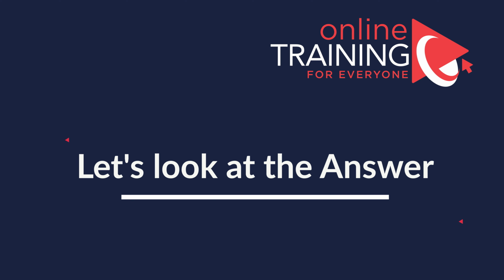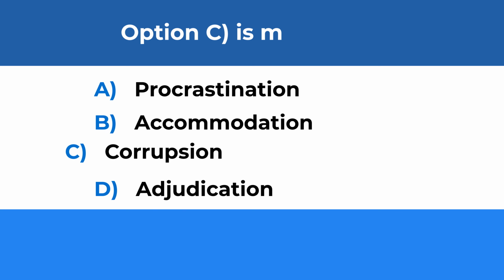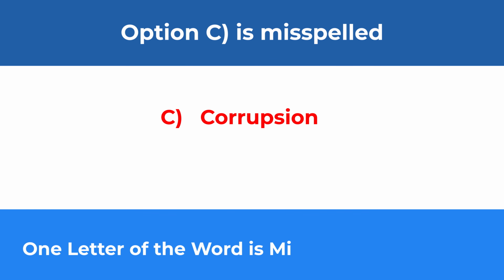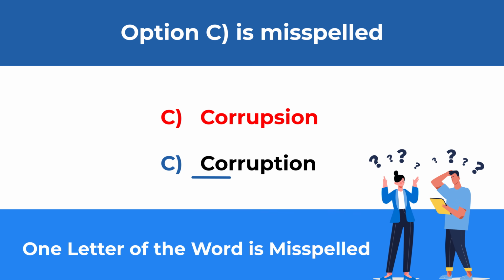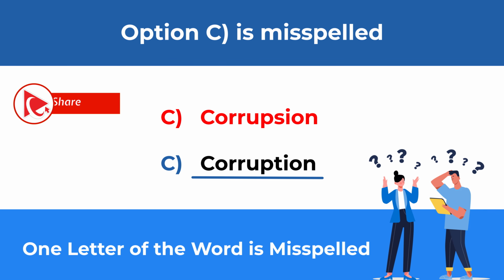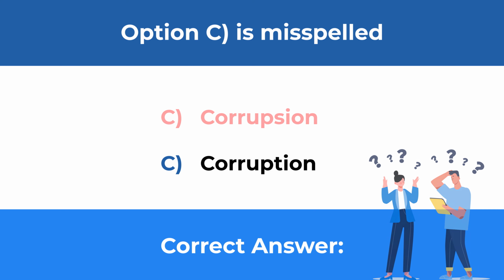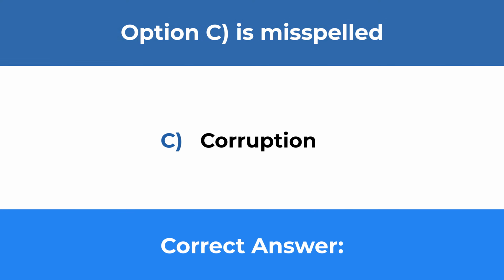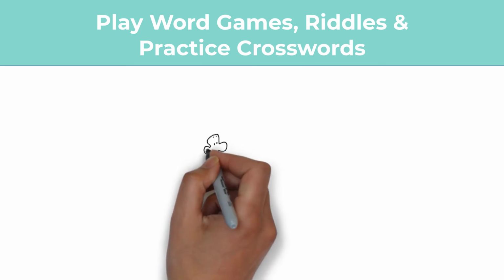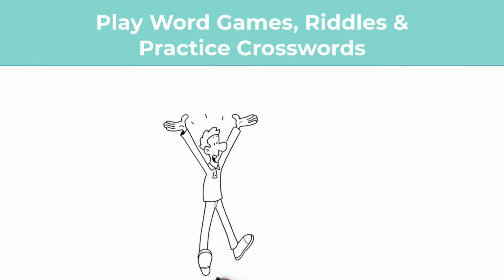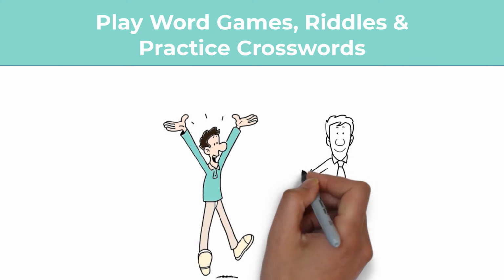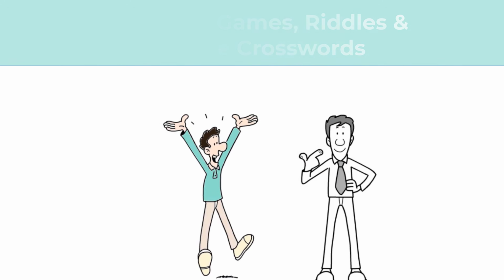If you look closely, you see that the word corruption is misspelled. The correct spelling is C-O-R-R-U-P-T-I-O-N. So the correct choice here is choice C, word corruption. If you're interested to improve your knowledge of word spelling, you can play word games, read a lot, and then practice crosswords and puzzles.